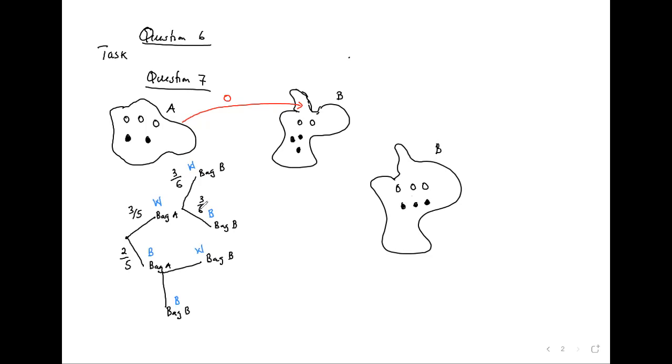We go to the other one. If I pick black to take to bag B, then bag B will have 2 white, and the blacks will increase. So now I'll have 2 whites. If I'm picking white, I'll have 2/6. Then black, it will be 4/6.